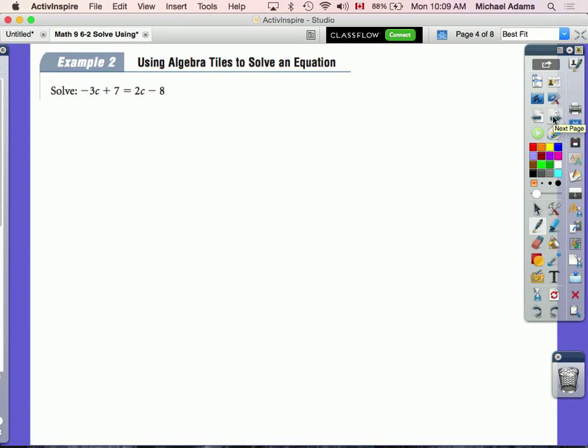Okay, let's do this example. Now it says using algebra tiles, but I don't have my algebra tiles with me, and I don't think you guys either. But we're going to just remember the process. If you can't see the equation, well, the equation is negative 3c plus 7 equals 2c minus 8. So we're going to follow the same process that we did before.